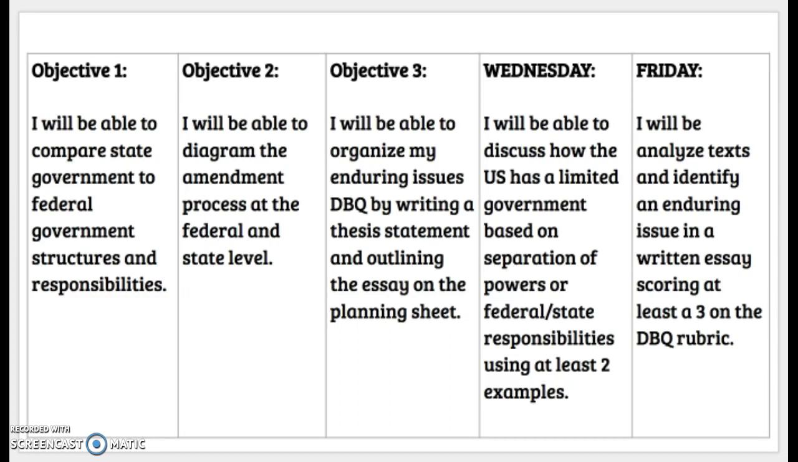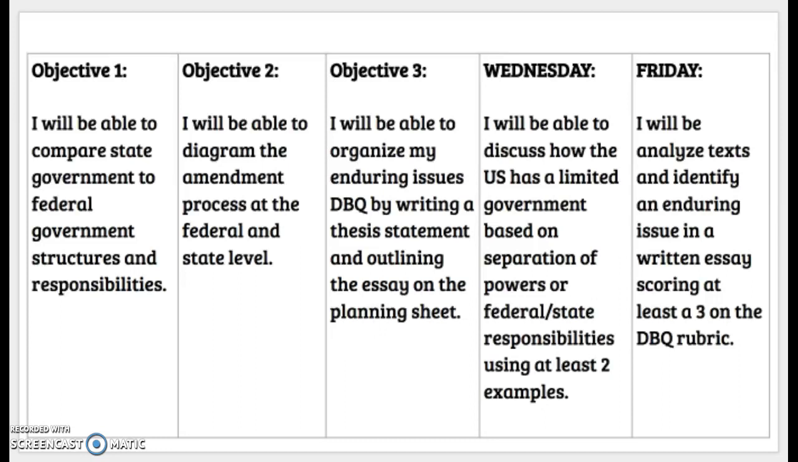I'll be able to compare state government to federal government structures and responsibilities. Some of you have already done this at a basic level, but we're going to be going even deeper, comparing different structures of governments in the United States, different states.